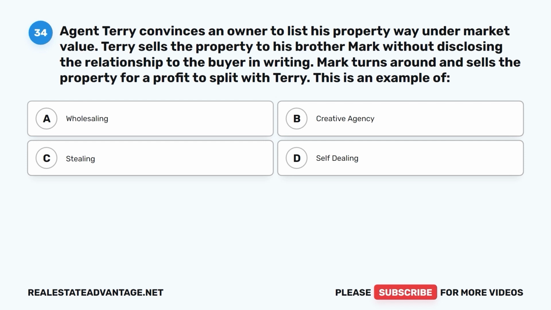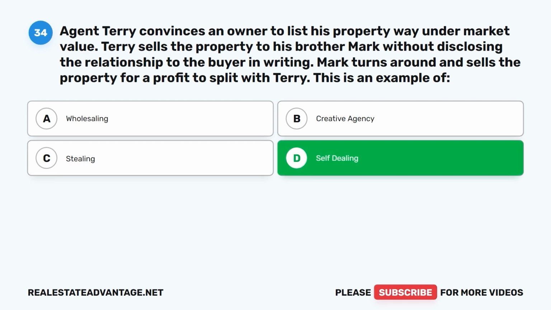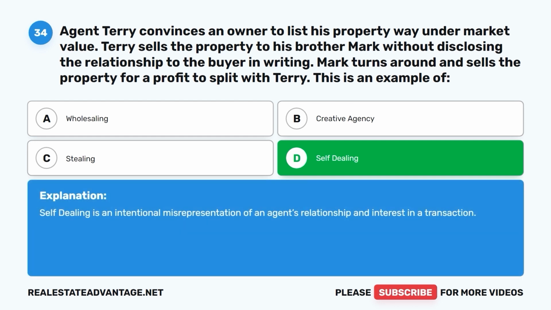Terry sells the property to his brother Mark without disclosing the relationship to the buyer in writing. Mark turns around and sells the property for a profit to split with Terry. This is an example of A. Wholesaling, B. Creative agency, C. Stealing, D. Self-dealing. The correct answer is D. Self-dealing. Self-dealing is an intentional misrepresentation of an agent's relationship and interest in a transaction.